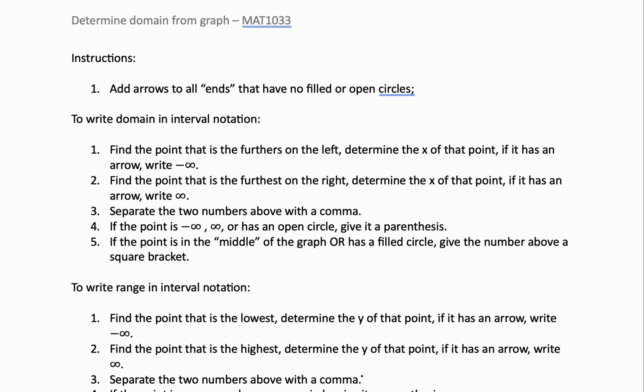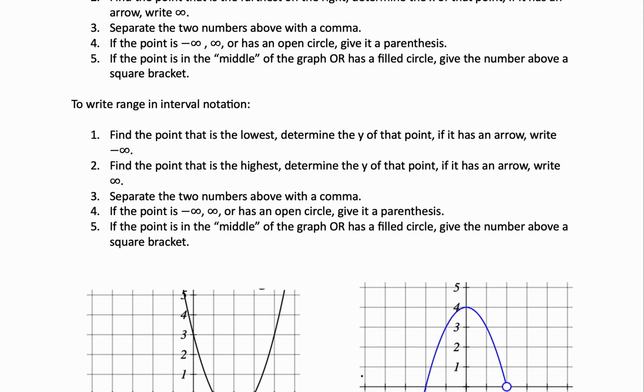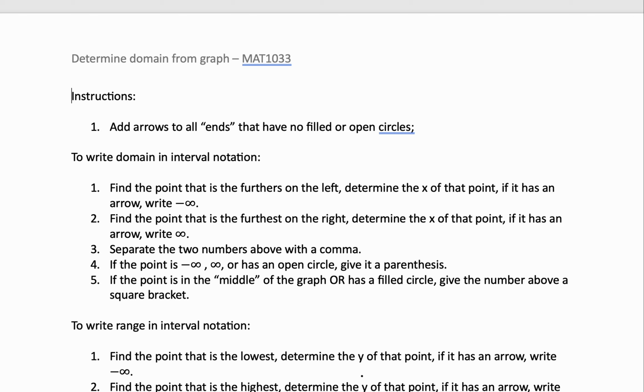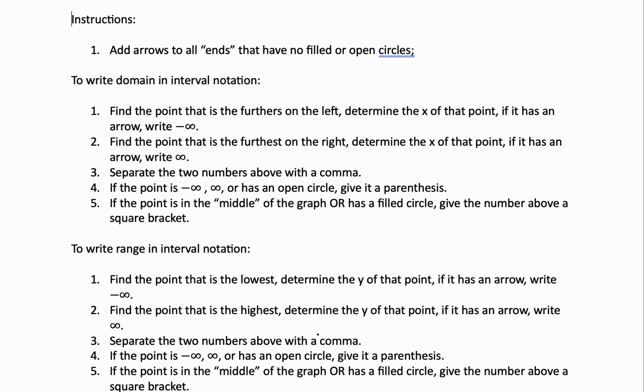On how to write the domain and range in interval notation given the graph. I'm going to go through these instructions step by step, and as I read one step, I will be performing those steps on the graphs below here, these two examples. So the first item here says that we need to add arrows to all ends of the graph that have no filled or open circles.